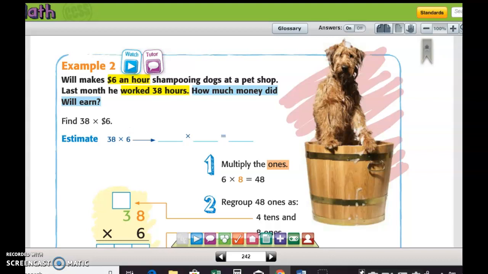So first I'm going to estimate, and you're going to do that when you do your independent work. Because 6 is a basic fact, I'm not going to estimate 6 up to 10. But 38, if I underline the place value I'm rounding to and circle both, I'll see that on a number line of 30 to 40, 38 is much closer to 40, so I'm going to round 38 to 40. Now I've got a basic fact. I've got 4 times 6. 4 times 6 is 24, so 40 times 6 would be 240. So this is my estimate. This is not my exact answer, but this will tell me if my answer is reasonable.